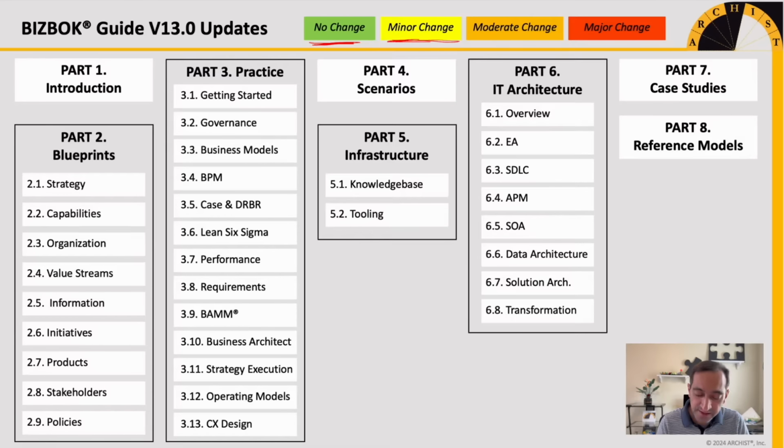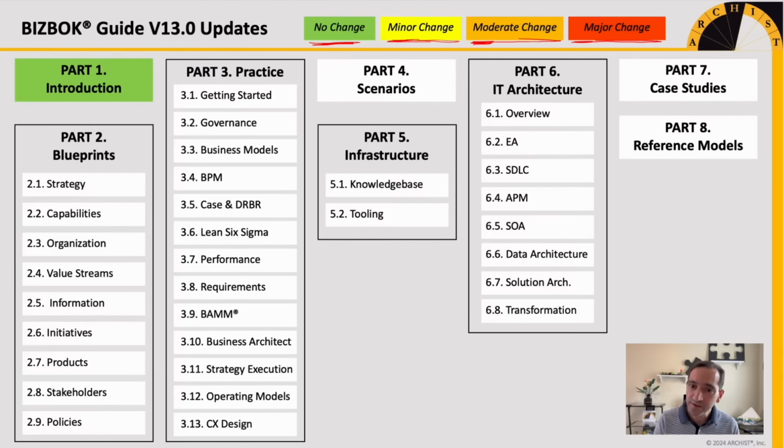Yellow color indicates minor changes in the parts or the section of the guide. Then we have the moderate changes that are identified by the amber or the orange color. And finally, major changes that are indicated by the red color. And overall, in this version of the guide, we haven't really seen major changes. It's been kind of a light update of the BIZBOK guide, but let's get into that. Let's look at each part and each section and identify where we see those changes and talk about what are the changes that we have seen in the latest version.